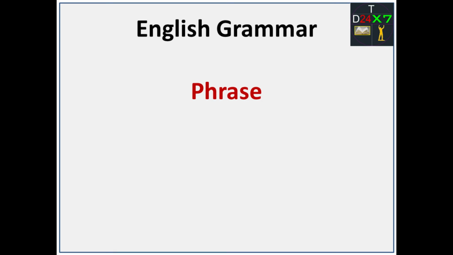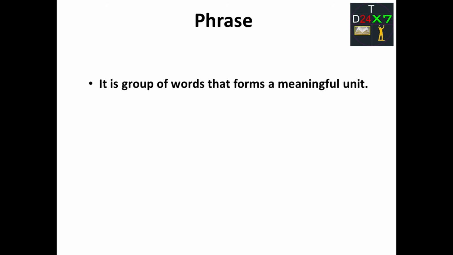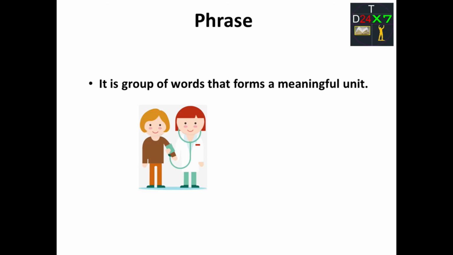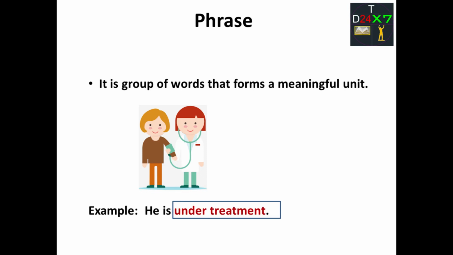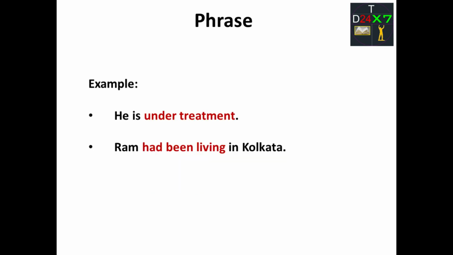Friends, till now we have discussed clauses. Now we will learn phrases. What is a phrase? A phrase is a group of words that forms a meaningful unit. So it cannot be used as a sentence, as it has no verb. Now I will discuss some examples. See the picture. Form a sentence. I think you find it. Yes, it is: He is under treatment. Here the group of words under treatment is called a phrase. It has a meaning.